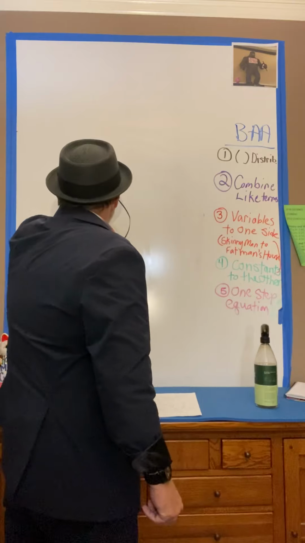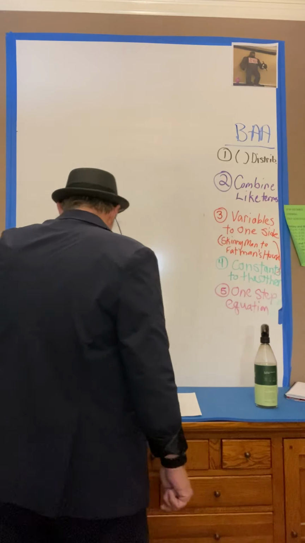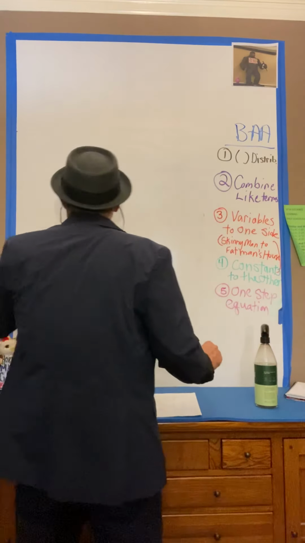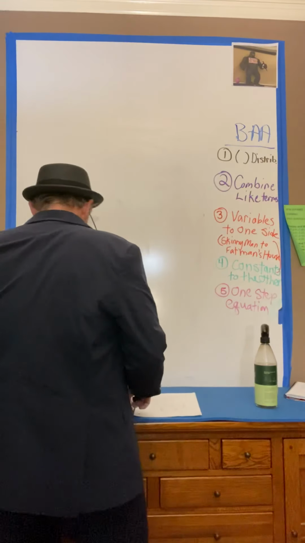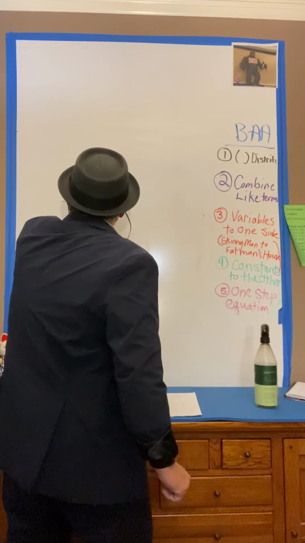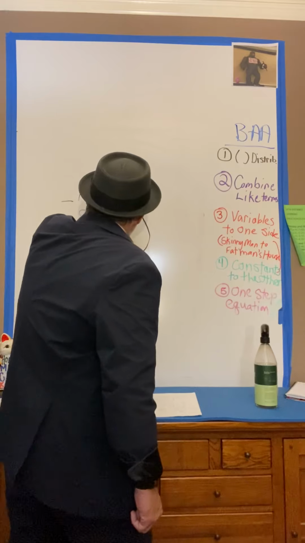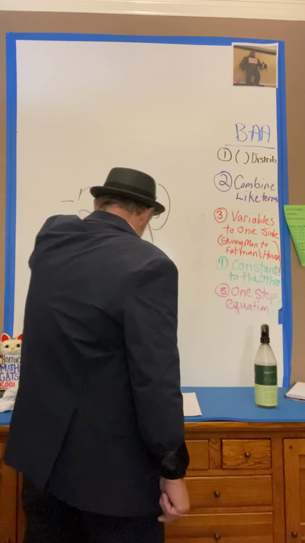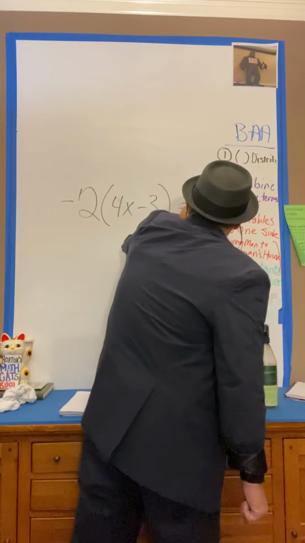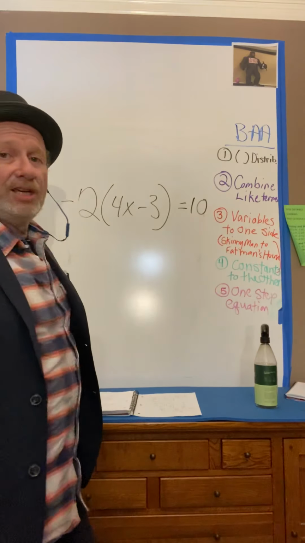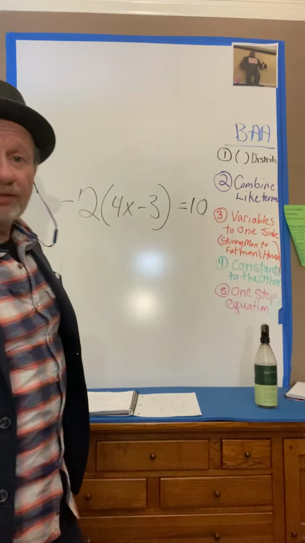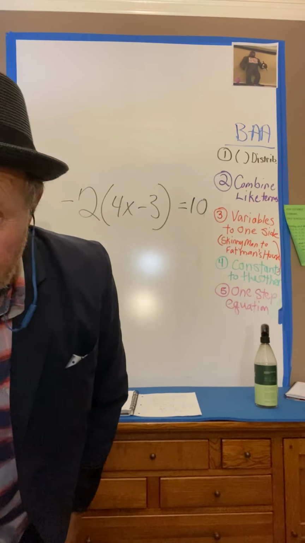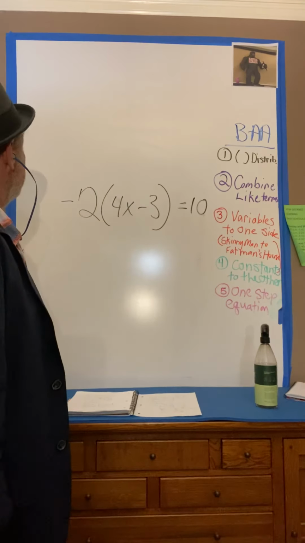All right, negative 2x. No, let's not do that. Let me rewrite that. Negative 2 parentheses 4x minus 3 in parentheses equals 10. All right, so once again, we're just going down the list of BAA, aren't we? Going down the list.